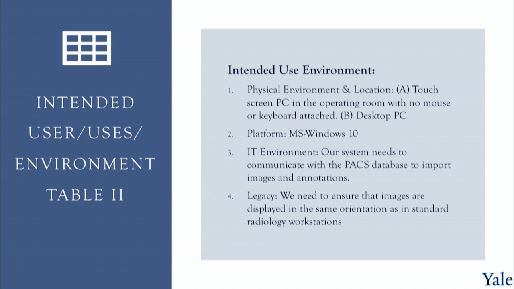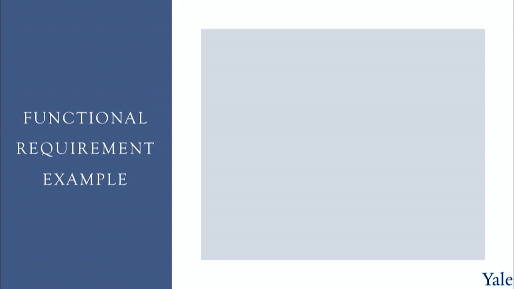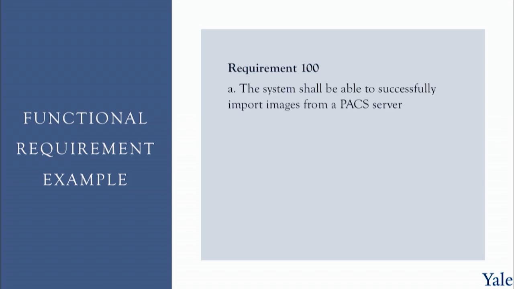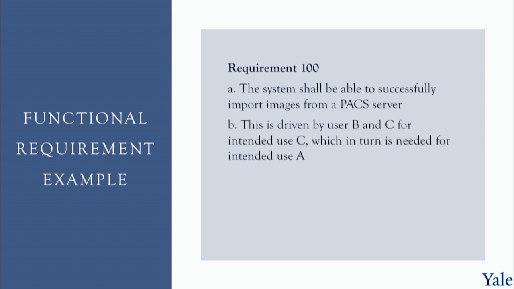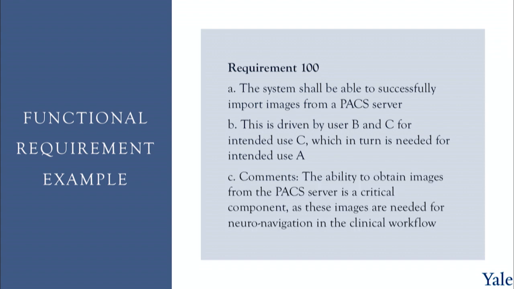Once we have that, then we're now ready to take this scenario and to write the actual requirements, the things that the software must do. So let me give you an example of a functional requirement and an example of a non-functional requirement. So requirement 100, it is always good to number the requirements because then you can trace back and forth. The system shall be able to successfully import images from a PACS server. PACS is the imaging database of a hospital. B, what's the traceability? Who needs this? It's driven by user B and C for intended use C, which in turn is needed for intended use A. Okay, you'll figure that out. Comments, the ability to obtain images from the PACS server is a critical component as these images are needed for neuronavigation in the clinical workflow.